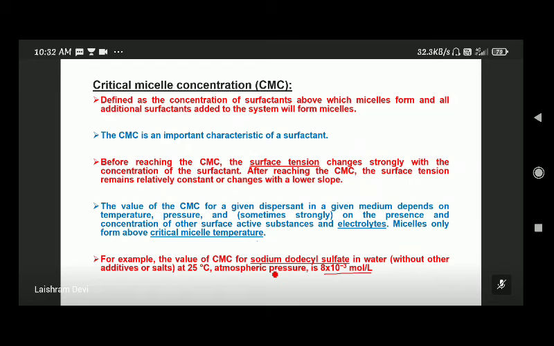ठीक है बच्चे? लिख लिया आप लोगों ने इसको? Yes, ma'am.